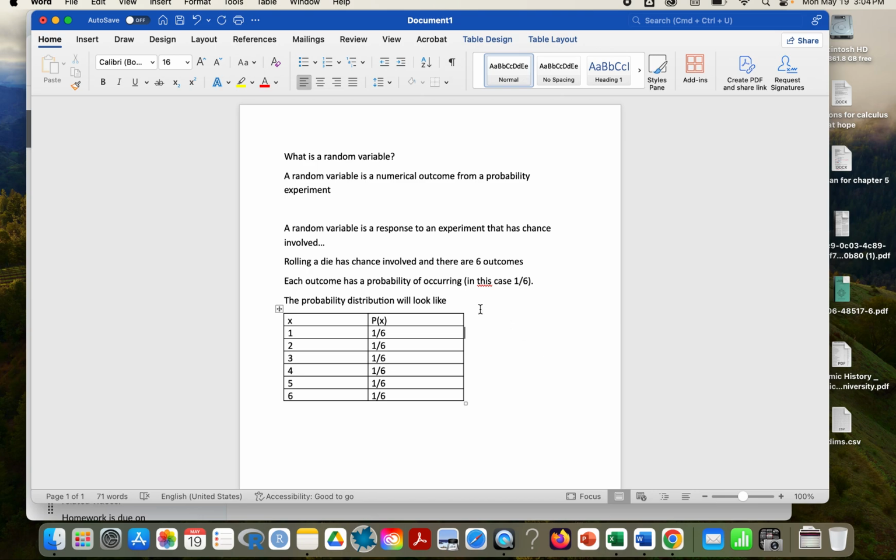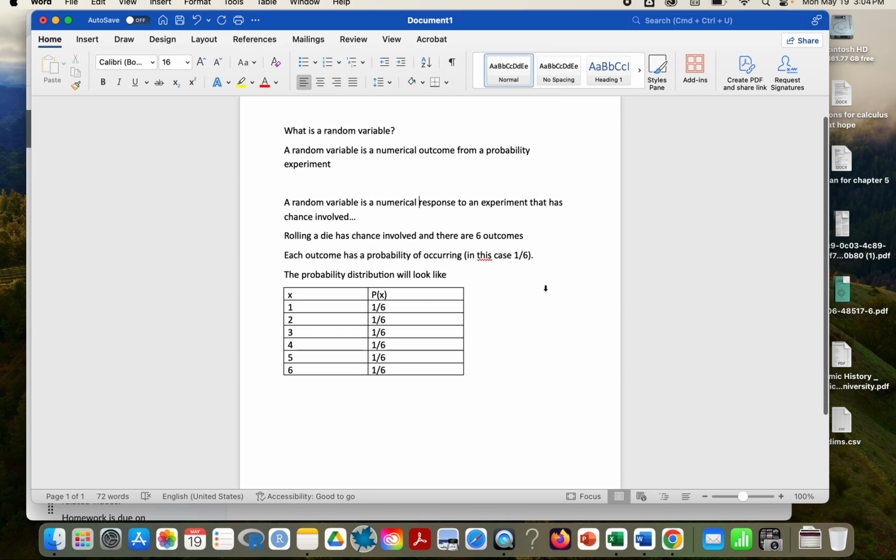So a random variable is a numerical outcome from a probability experiment. Now, I've had other ways to describe this, and so I'm just going to throw these out here and see if it lands well. So a random variable is a response. It's a numerical response to an experiment that has chance involved.